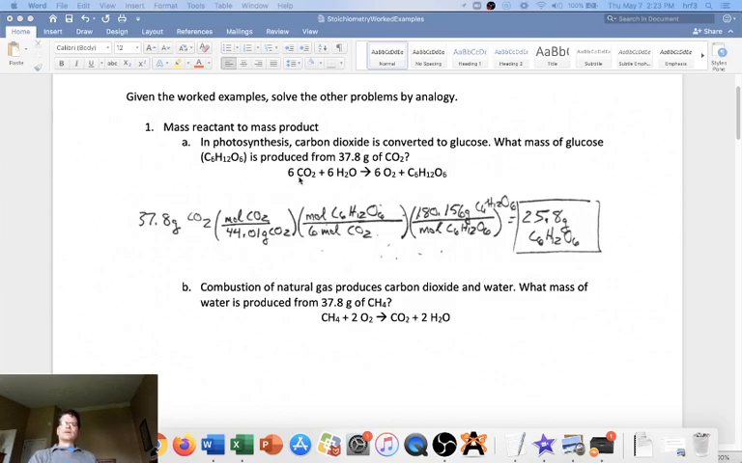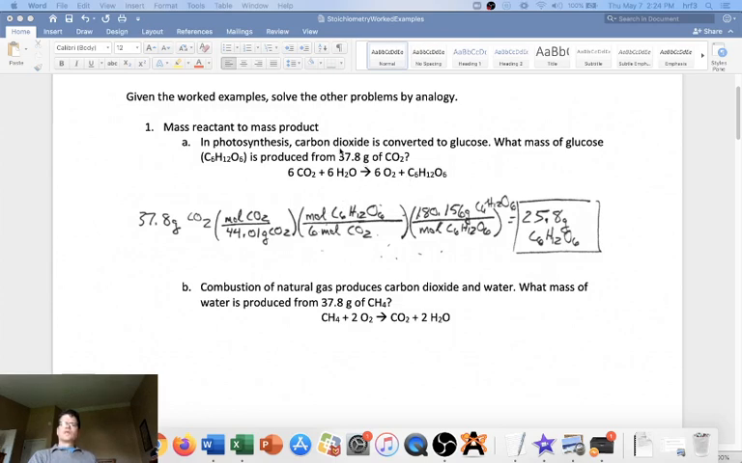All right, so for example, here I've got photosynthesis. Carbon dioxide combines with water to make oxygen and glucose. So suppose we have 37.8 grams of carbon dioxide coming in. What mass of glucose will come out the other side? So we need to use the mole ratio at the center of the problem. That's our connection between the carbon dioxide and the glucose. It's a 6-to-1 ratio, our conversion factor.